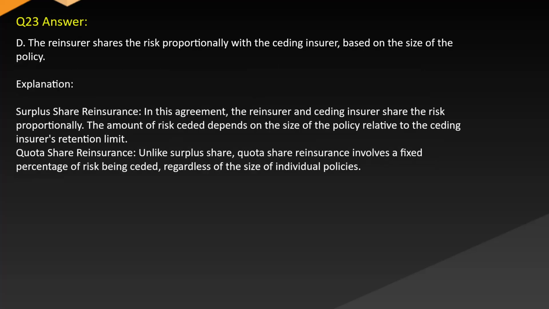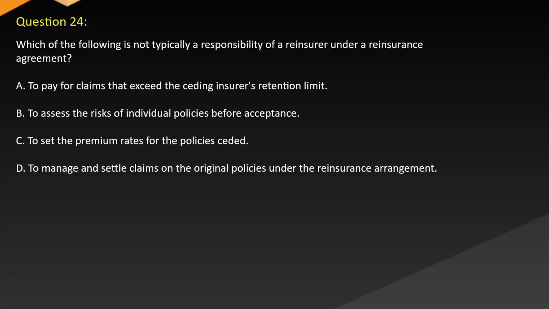Answer: D. The reinsurer shares the risk proportionally with the ceding insurer based on the size of the policy. Explanation: surplus share reinsurance. In this agreement, the reinsurer and ceding insurer share the risk proportionally. The amount of risk ceded depends on the size of the policy relative to the ceding insurer's retention limit. Quota share reinsurance: unlike surplus share, quota share reinsurance involves a fixed percentage of risk being ceded, regardless of the size of individual policies.